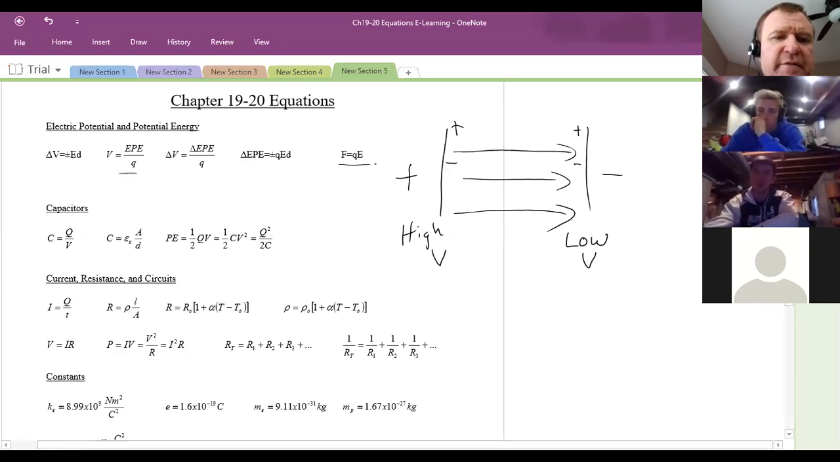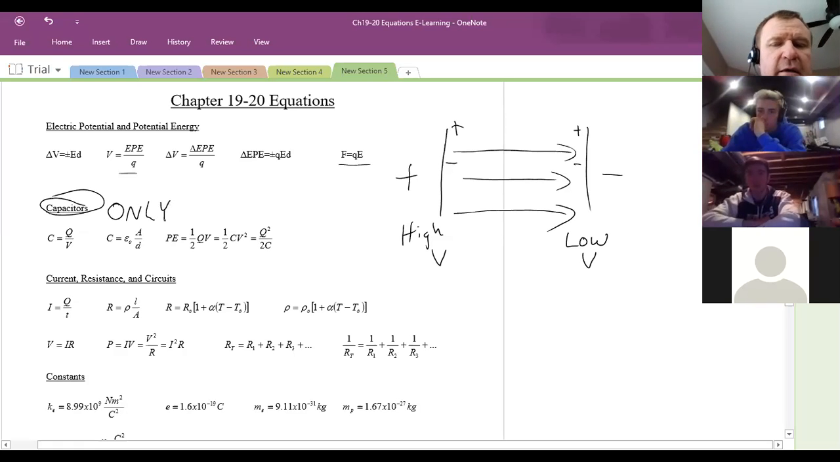Okay, so the next set of equations, I want to emphasize, the heading is capacitors. You can only use these equations for capacitors. So only if the problem says this is a capacitor should you be looking at these equations. Any other context, I would not use these equations. The energy ones are where a lot of people get confused. They'll try to use these in a different situation. Don't do it. These are only good for capacitors, okay?